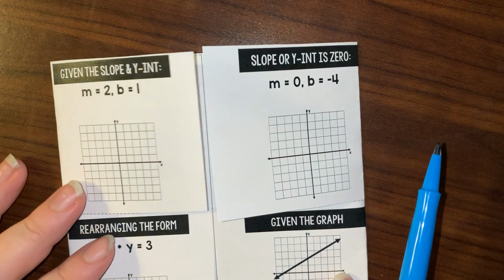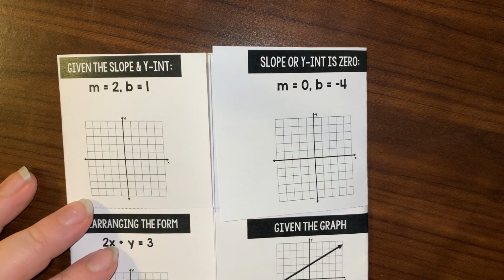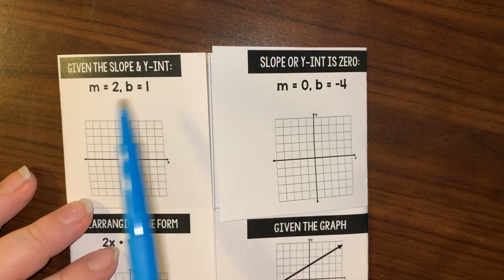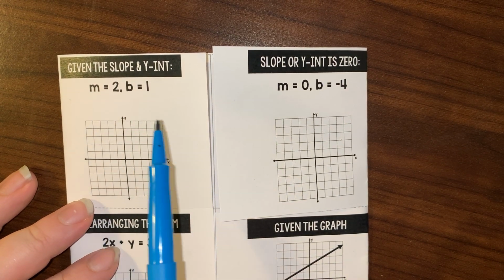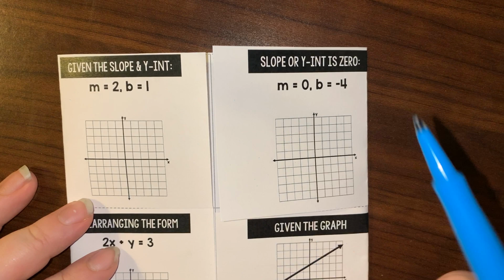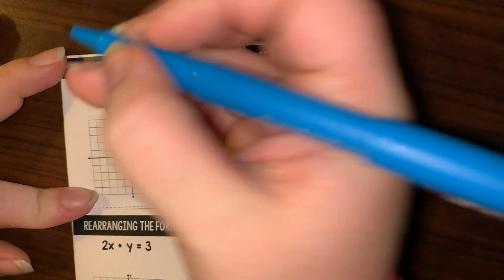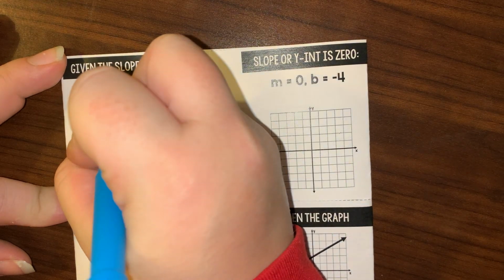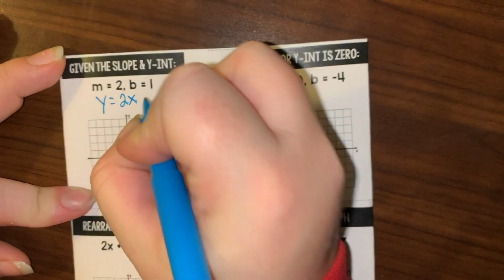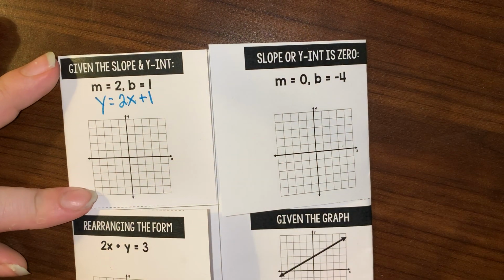So if we look at our first tab in our foldable, we are given the slope and the y-intercept, and we just need to put this into slope-intercept form and then graph it on the front. So again, m is always slope and b is always your y-intercept. So to write this, it would be y equals 2x plus 1.